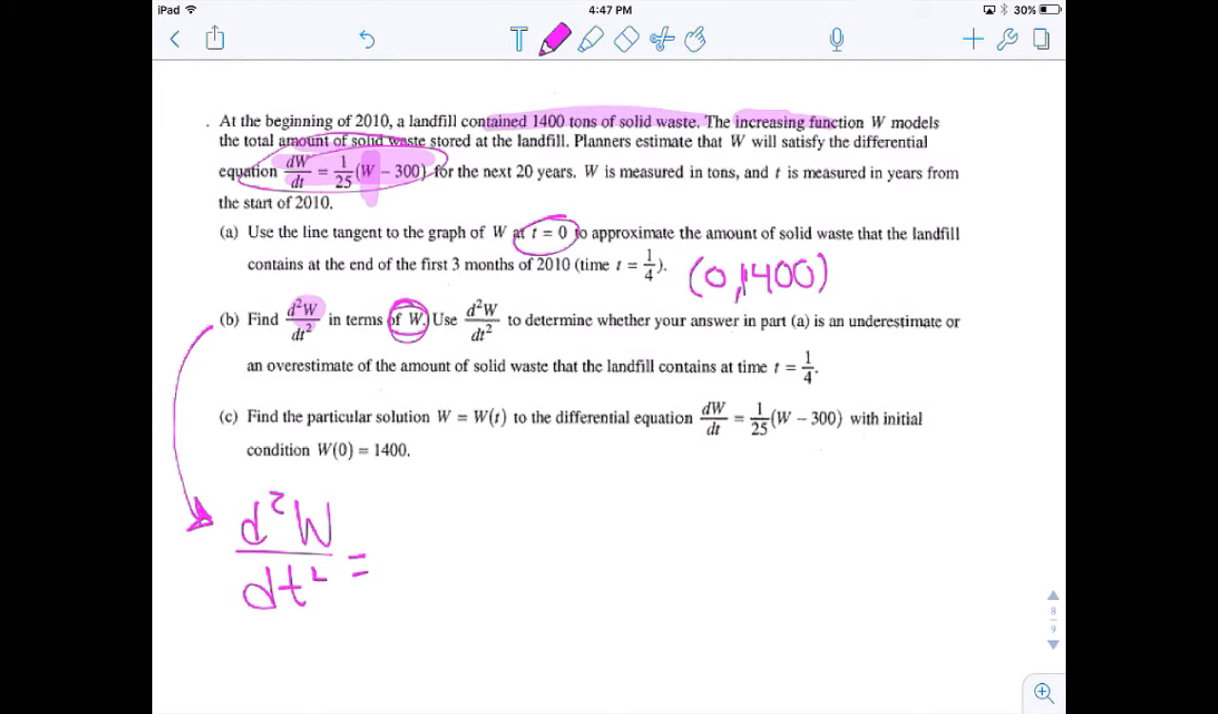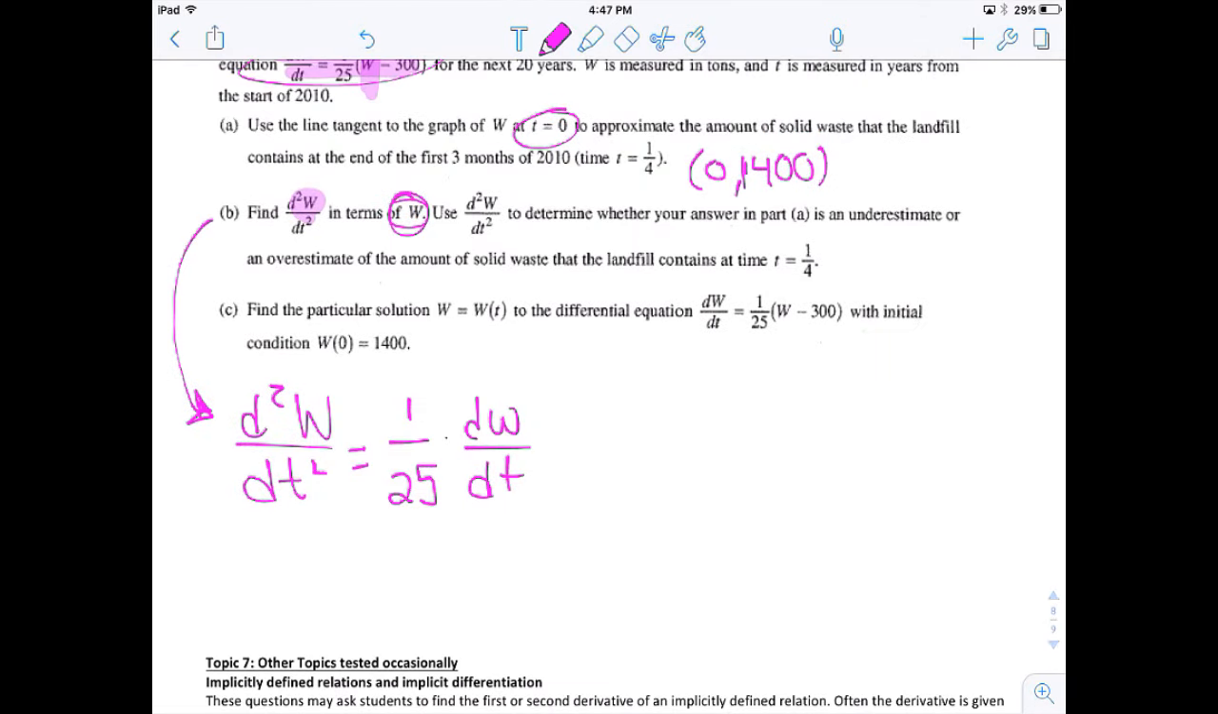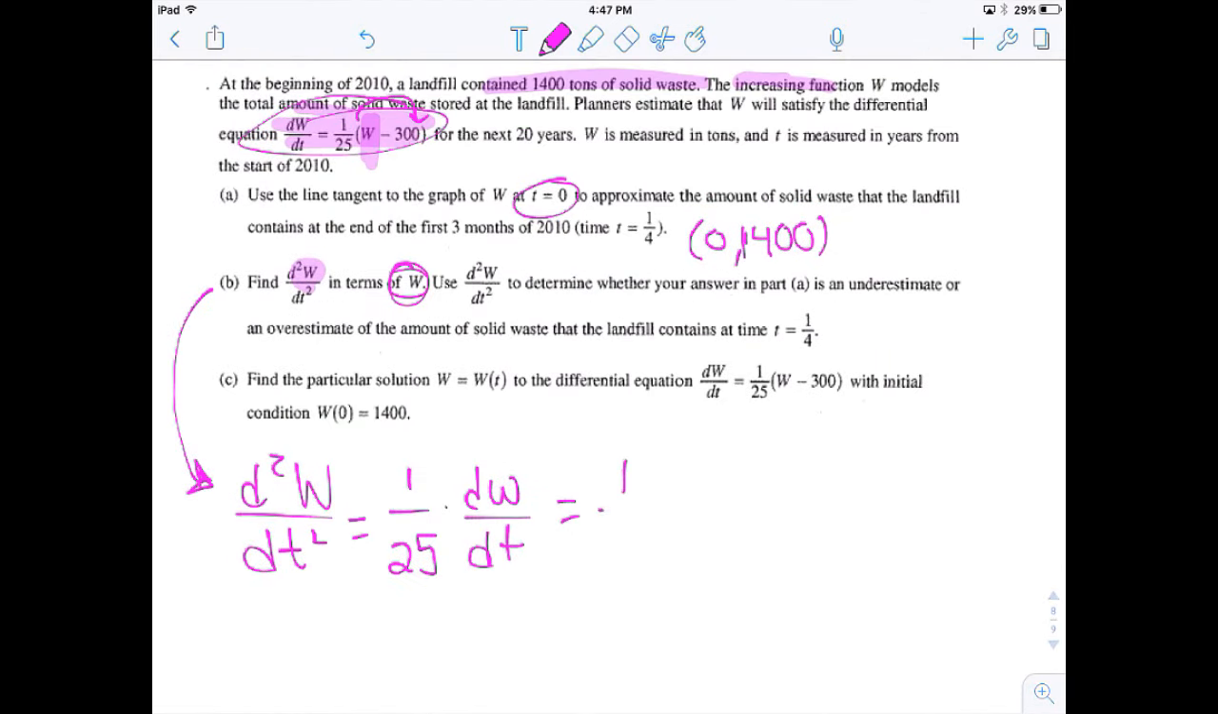And then 1/25 times 300 is just a constant, so that's just 0. Now, they want this in terms of just W, so I'm going to do 1/25 times (1/25 W minus 300). And that's fine. You don't need to simplify that. And use it to determine whether this is an over or an underestimate.